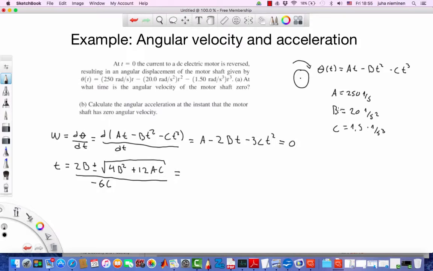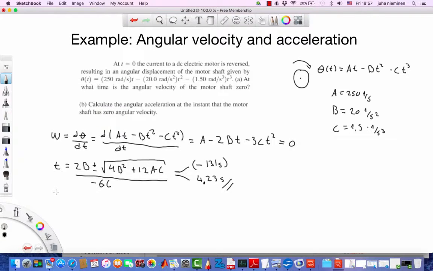If we put in these values, we get, of course, two answers. First of all, minus 13.1 seconds, and then plus 4.23 seconds. And of course, only the positive value makes sense. Time cannot be negative, so that's the moment in time when the angular velocity goes to 0.